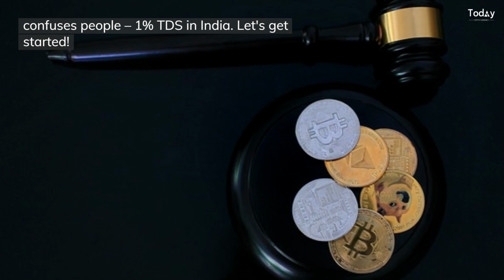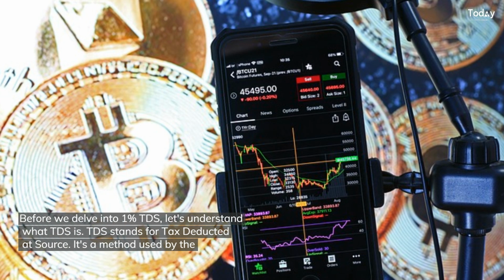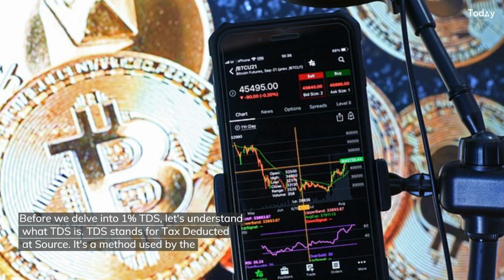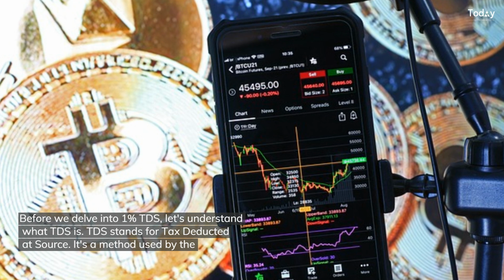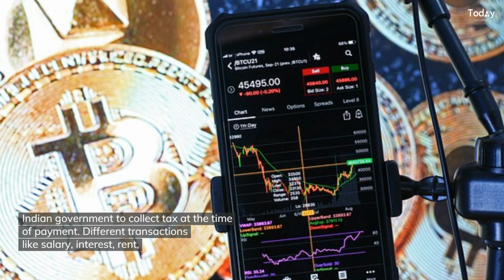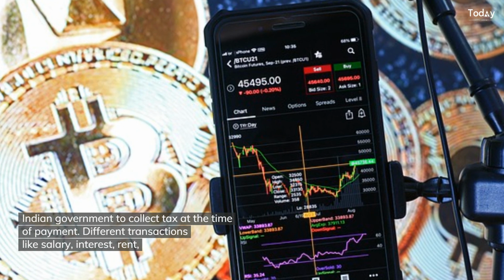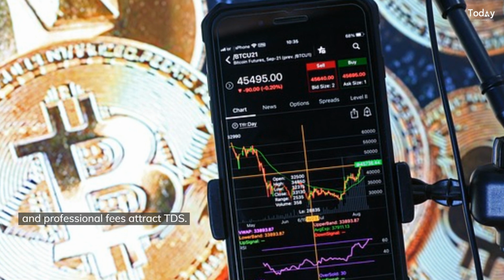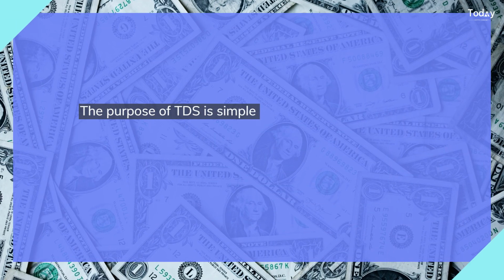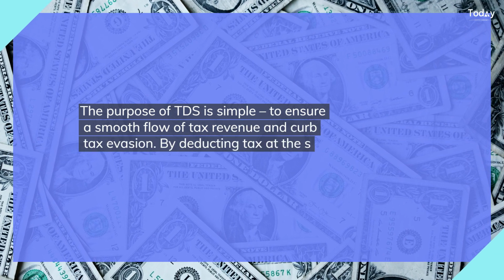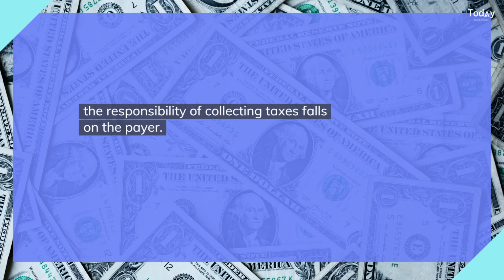Let's get started. Before we delve into 1% TDS, let's understand what TDS is. TDS stands for tax deducted at source. It's a method used by the Indian government to collect tax at the time of payment. Different transactions like salary, interest, rent, and professional fees attract TDS. The purpose of TDS is simple: to ensure a smooth flow of tax revenue and curb tax evasion. By deducting tax at the source, the responsibility of collecting taxes falls on the payer.